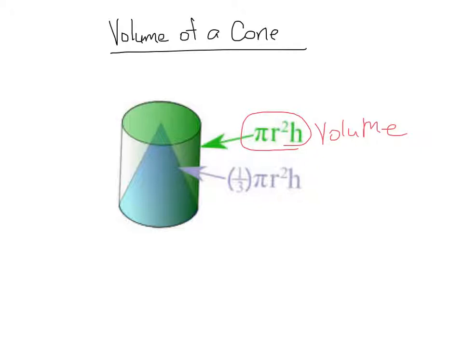And the volume of the cone that is within it, with the same height and the same base area, is 1/3 pi r squared times h. So with that in mind, let's go ahead and try an example.